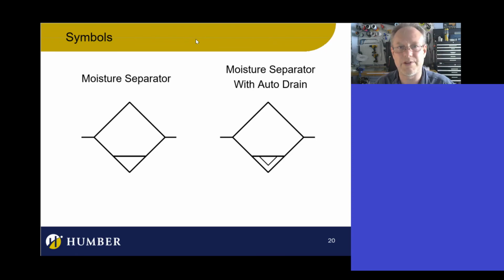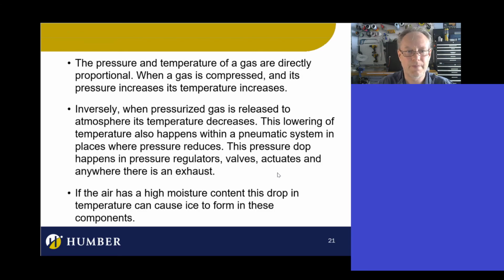Okay, here we go. So these are the symbols. I mean, it's really complicated. Yeah, that's it. So there you go. Those are the two options for moisture separator. They both have drains. Essentially a moisture separator has to have a drain. And that's it. There's no symbol in here indicating how it's separating. So that's the moisture separator, and this is a moisture separator with an auto drain. There you go.